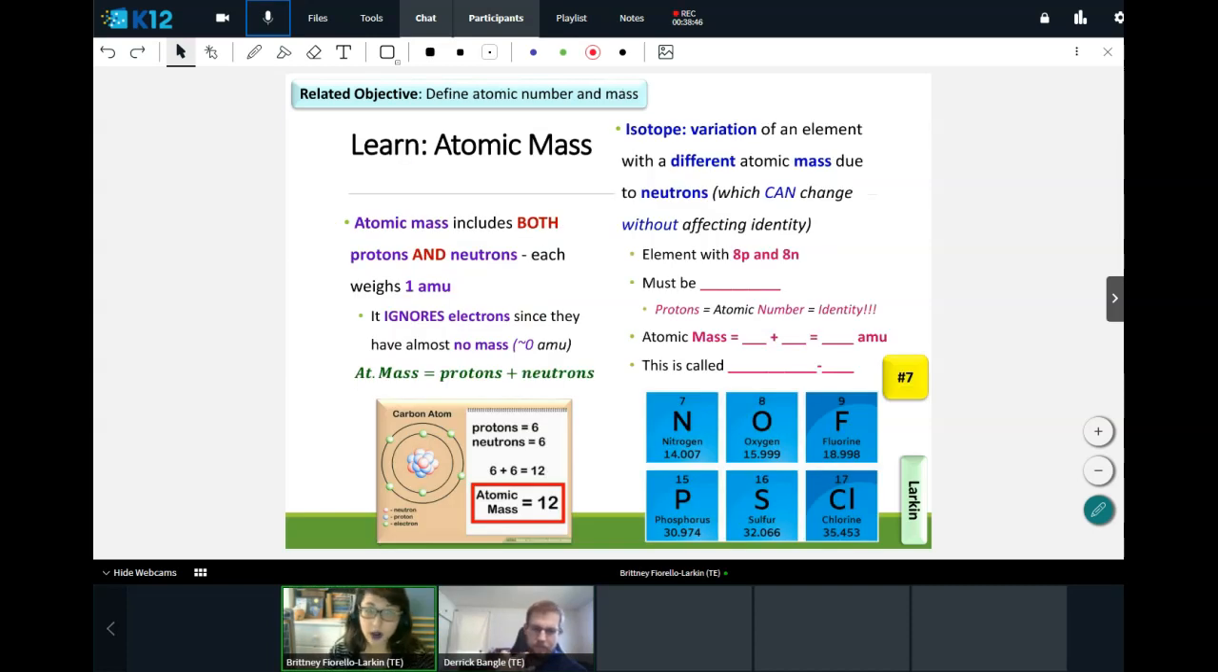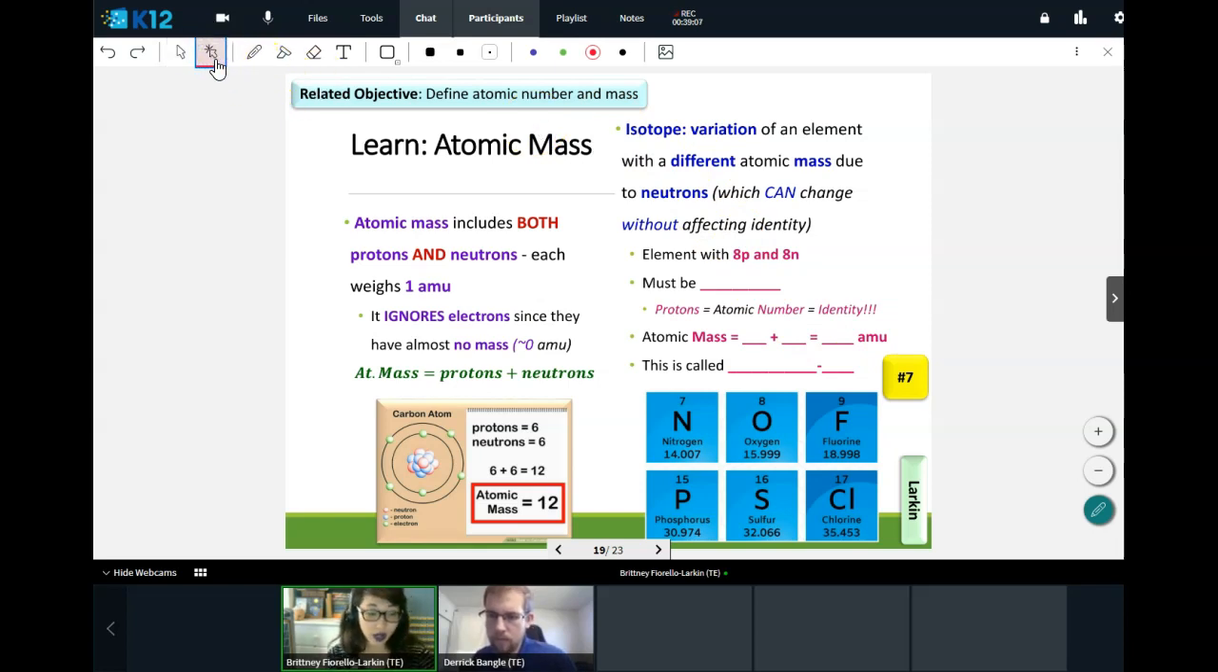All right, so far we've learned some really important stuff here. We have learned that atomic number at the top is related to the number of protons, which again is related to identity. So atomic number, found at the top of the square, is our number of protons and is in fact our identity of the atom.